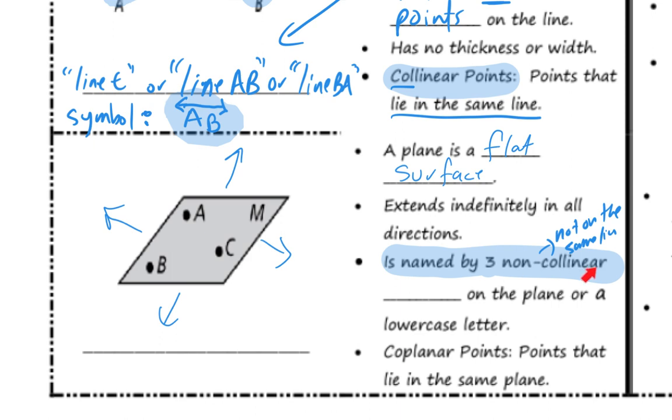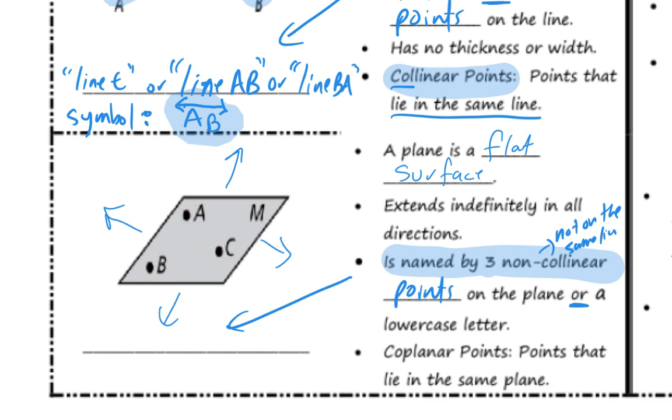Okay, so it's named by three non-collinear points on the plane or by a lowercase letter. Okay, so let's talk about how we would name that then. So we said by three non-collinear points. So these three are not on a straight line, right? That goes that way, but then I have to go this way.